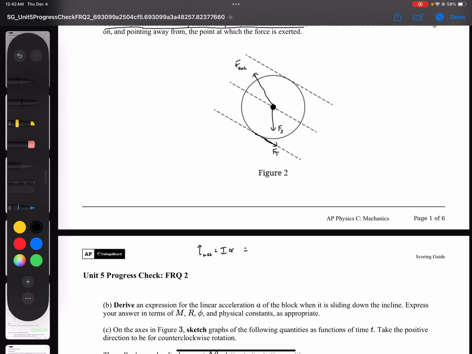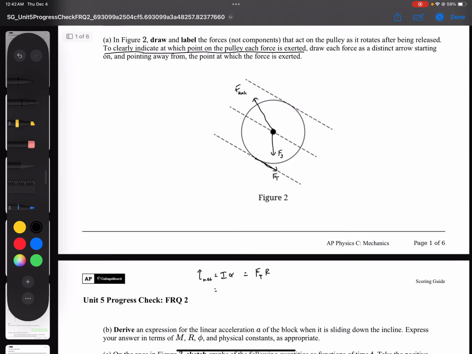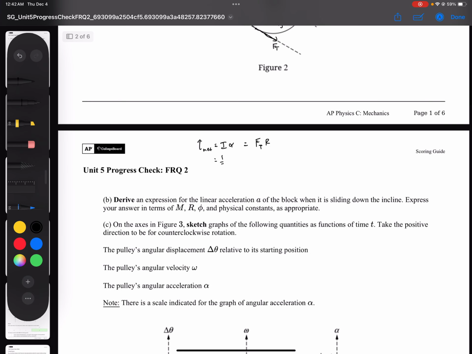The axis of rotation is right down the middle. So the weight of the pulley and the force of the axle holding the pulley in place are not going to exert a torque. Only the tension force from the string exerts a torque on the pulley. So I'm going to set this equal to the force of tension times the radius of the pulley. Then I'm going to write an expression for moment of inertia. This is a funky pulley that has a moment of inertia of 1/3 mr squared. So we have 1/3 mr squared times alpha equals the force of tension times r.